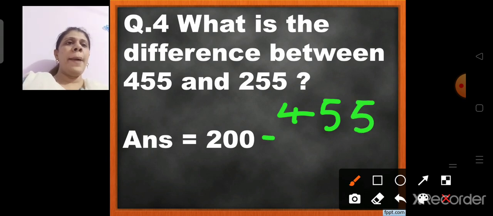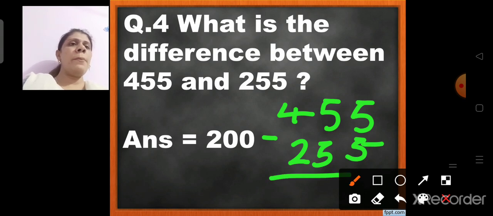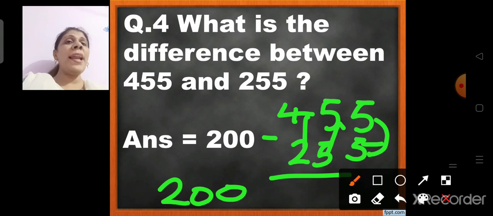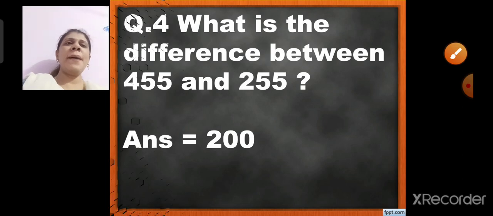455 minus 255. Children, I do not have a place, so I will be writing here, okay? Now 5 minus 5 will be 0. Again 5 minus 5 will be 0. 4 minus 2 will be 2. Correct. We got our answer correct, 200. So the difference between 455 and 255 is 200. Next sum.